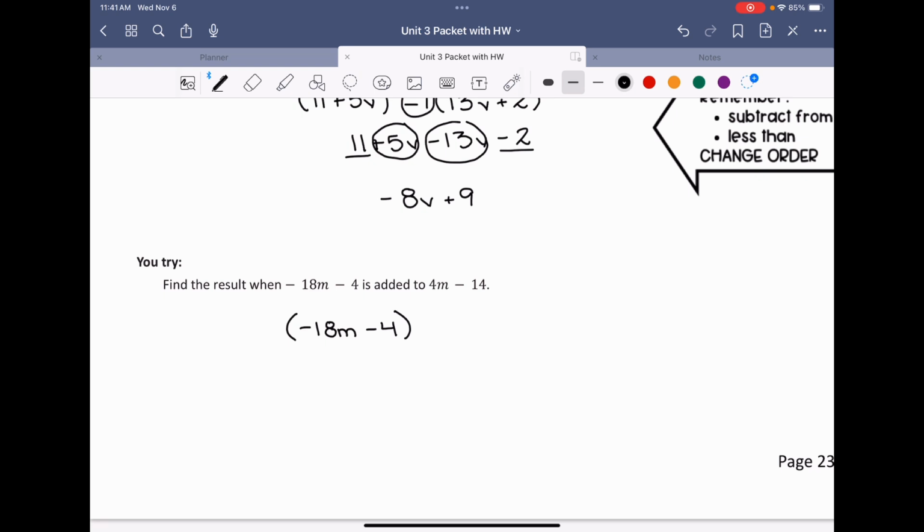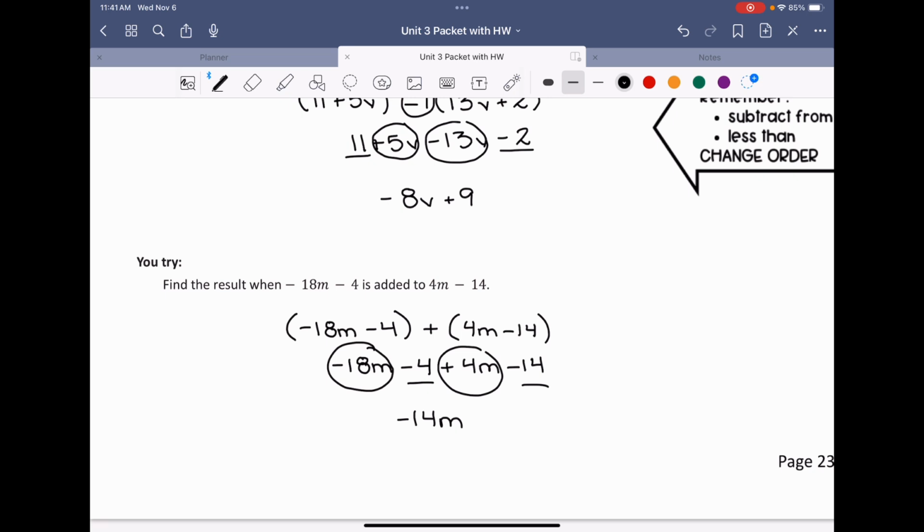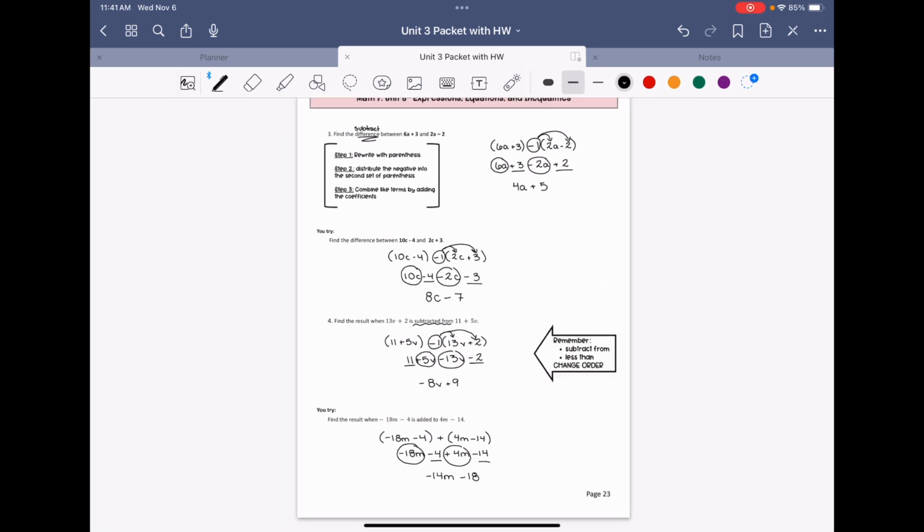All right, so this one's adding, so I'm going to rewrite this with addition. This is just a little reminder of what we did a couple days ago. Rewrite without the parentheses, because we technically distribute that +1, which isn't going to change anything in the parentheses, so we're just writing the same thing without them. Identify your like terms. -18 plus 4 is going to give us -14m, and -4 minus 14, -18. All right, that's all for this lesson. Good luck on your homework.